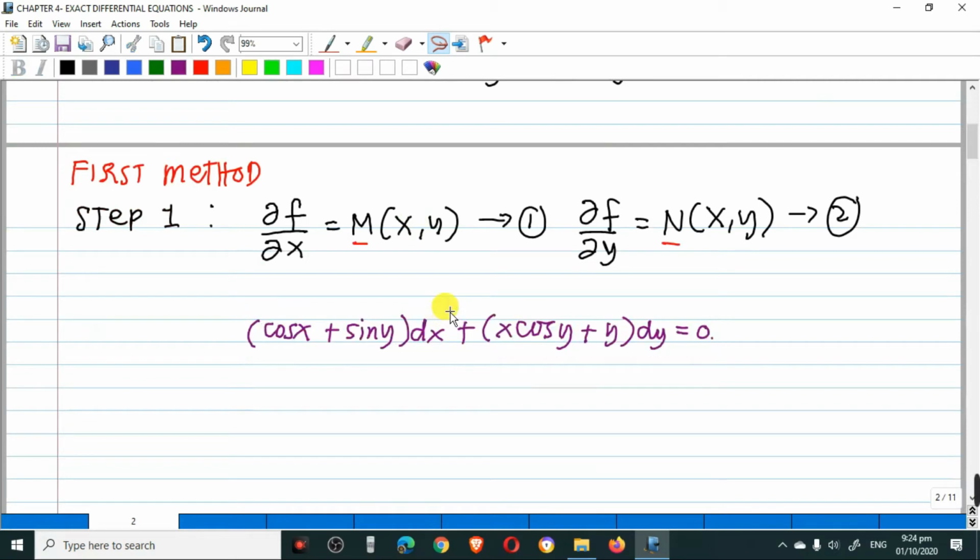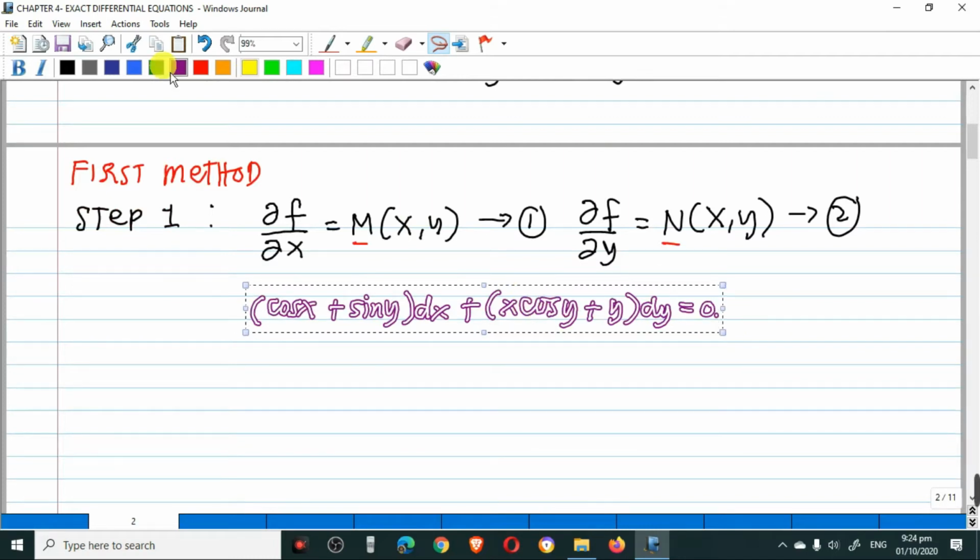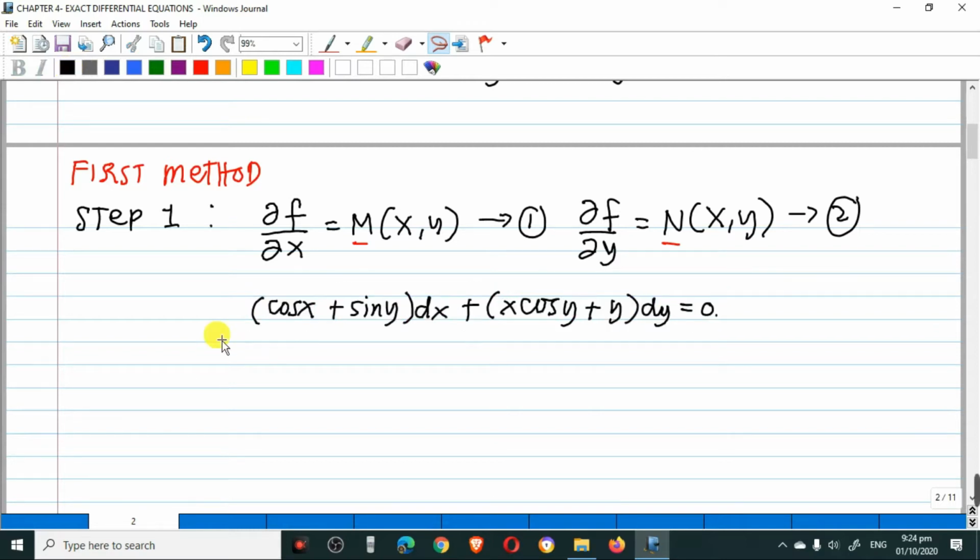So this is our equation that we are going to use in solving our first step. Okay, let us now solve. The value of our m here, this is our m, and this is our n. Let us substitute these values of m and n into our equation 1 and equation number 2.